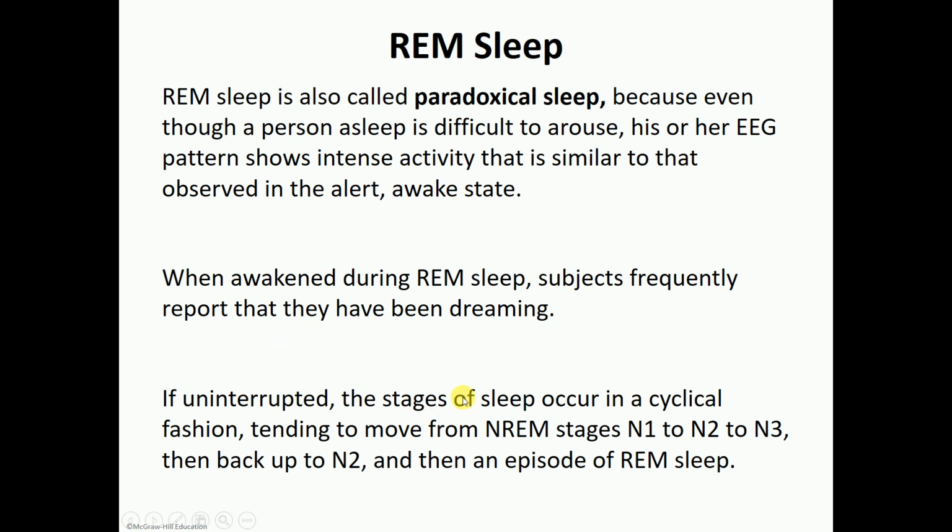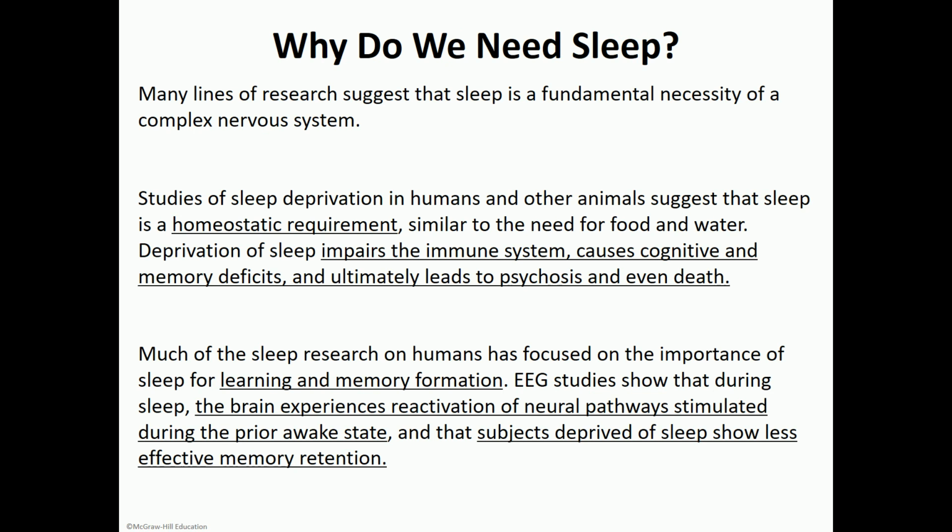If uninterrupted, the stages of the cycle occur in that order. So when they fall asleep, N1, 2, and then N3, and then REM. But as the cycle repeats itself, we don't start at N1 again because N1 is that very light stage of sleep. But we will keep on repeating a cycle, N2, 3, and then REM, and 2, 3, and then REM, and so on until the patient or the person wakes up.